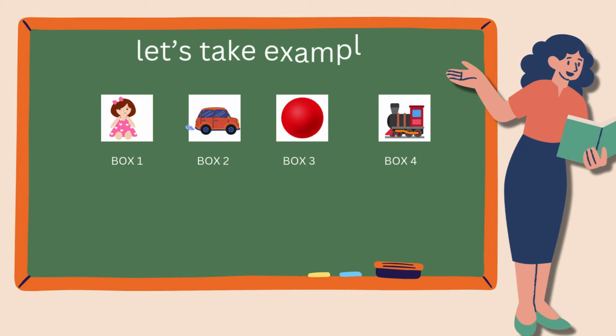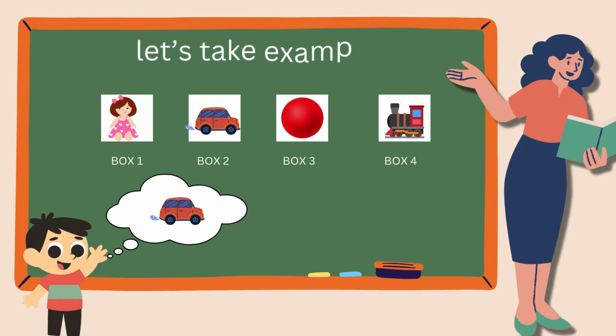Let's take a real-life example. Imagine a boy has 4 boxes to store his toys. Each box holds a different toy. The first box has a doll, the second box has a car, the third box has a ball, and the fourth box has a train. If the boy wants to find his car, he can go straight to the second box.